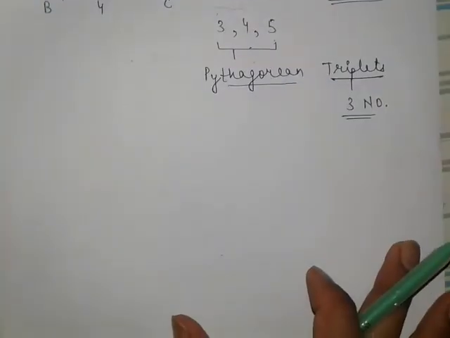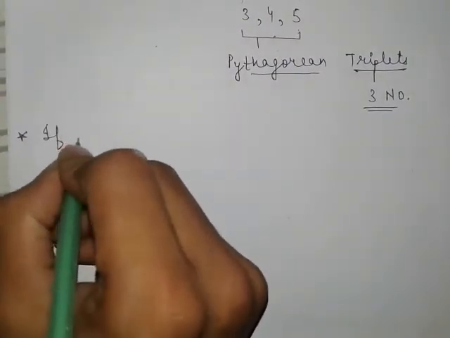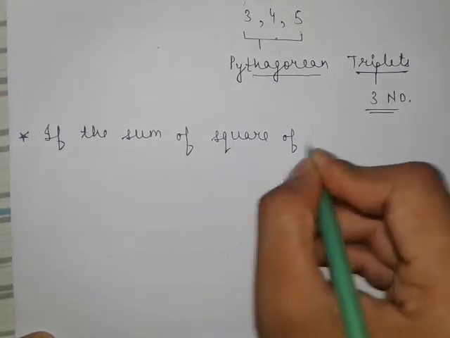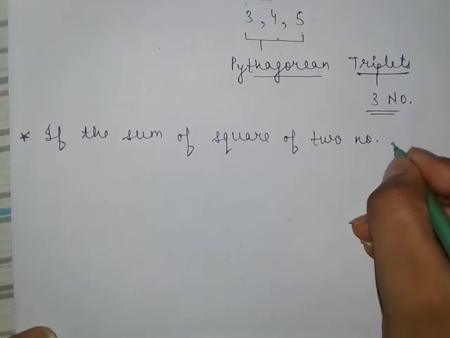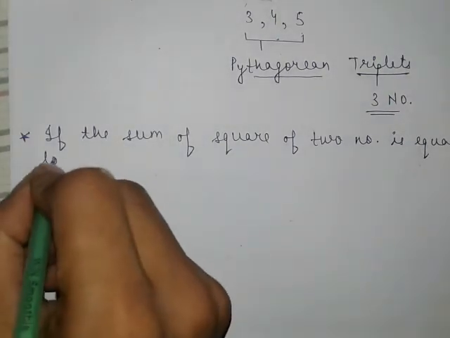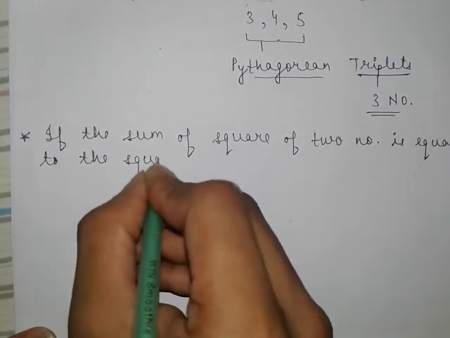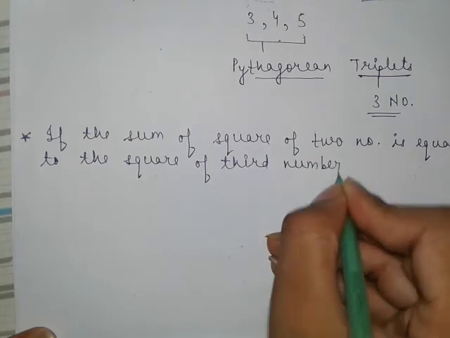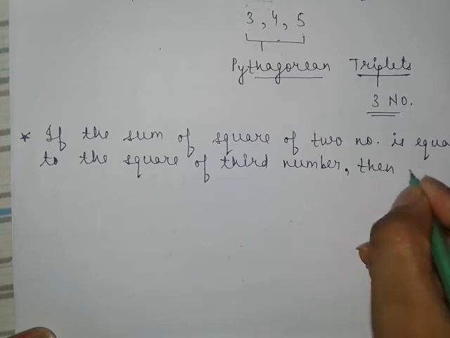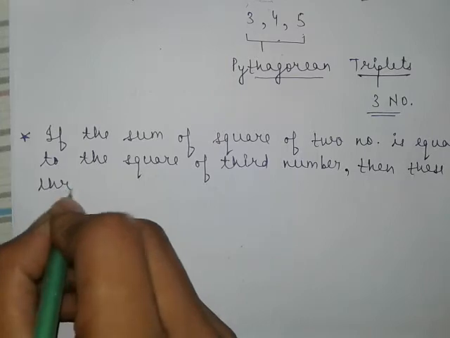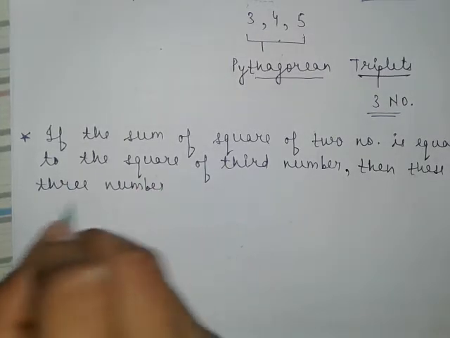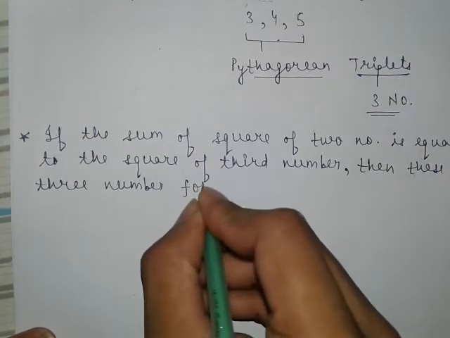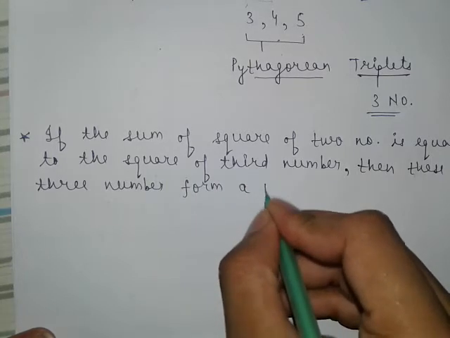Okay, so if we write it: if the sum of squares of two numbers is equal to the square of the third number, only then these three numbers form a Pythagorean triplet.